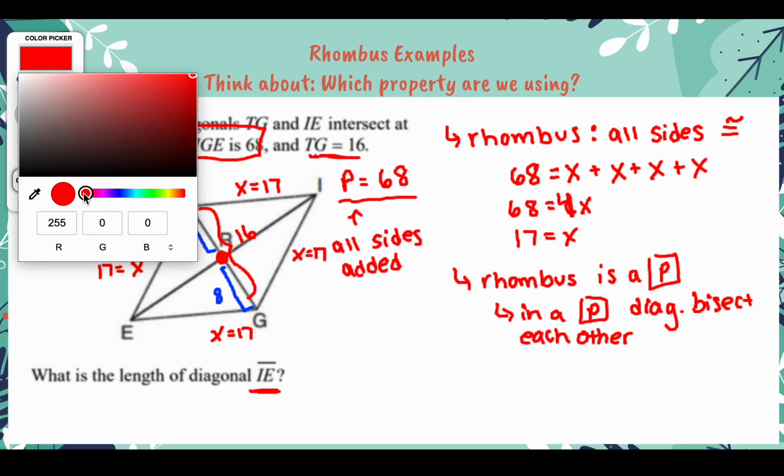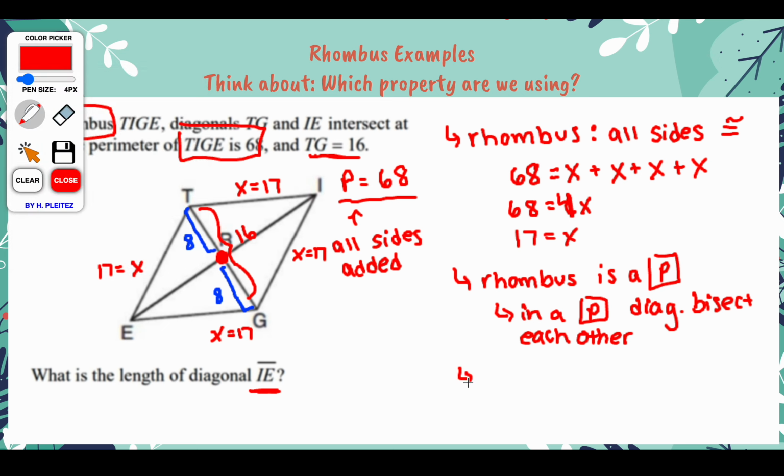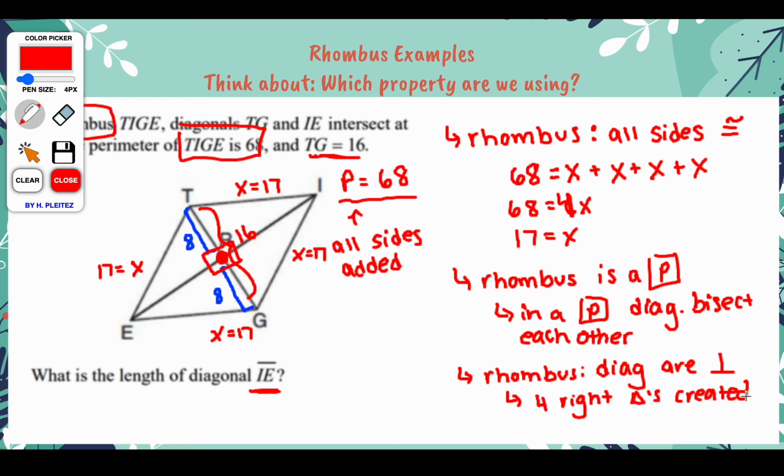And another thing that I do know in a rhombus is that diagonals are perpendicular, right? Whenever I see a rhombus, I'll get in the habit of marking those 4 right angles, because the more important thing here is that there are 4 right triangles created. And as you get into practice with this, I want you labeling all of this stuff in your diagram, because it might help you.